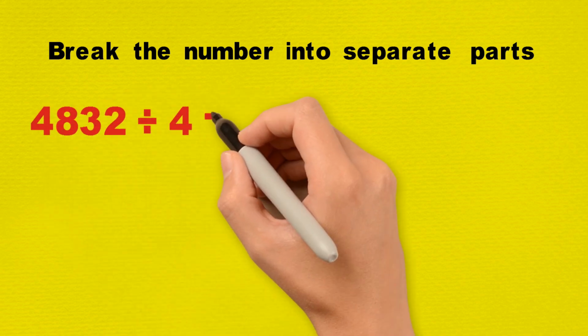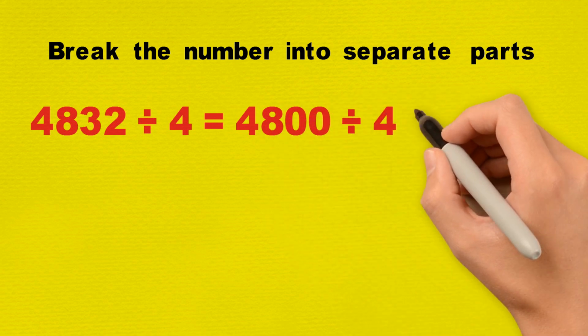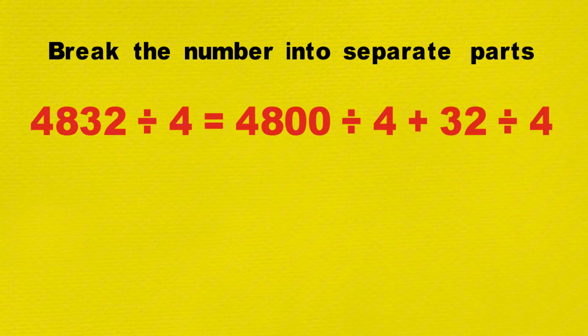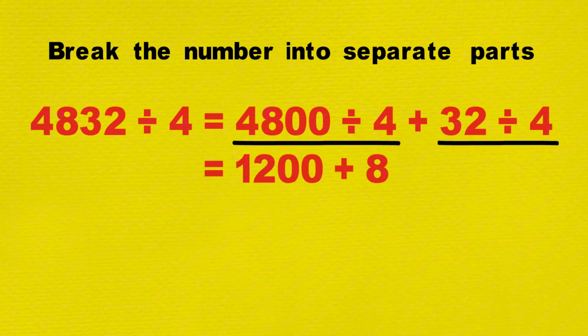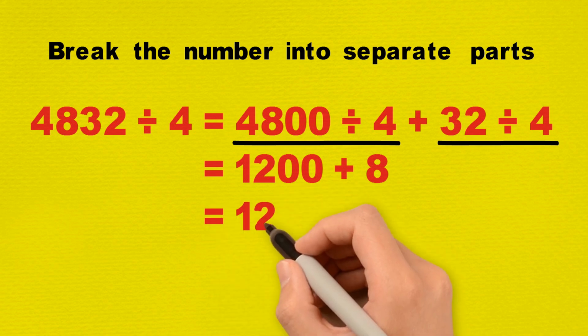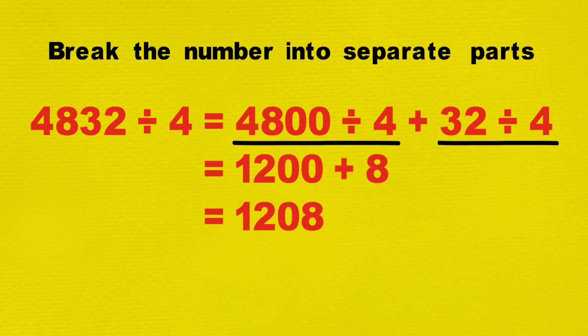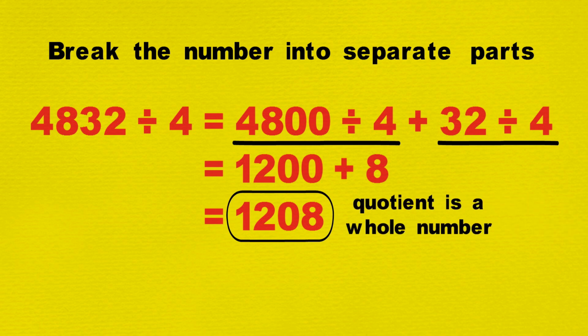For example, 4,832 divided by 4 can be separated into 4,800 divided by 4 plus 32 divided by 4, which equals 1,200 plus 8, which equals 1,208. In this example, the quotient, 1,208, is a whole number because 4 divided exactly into 4,832.